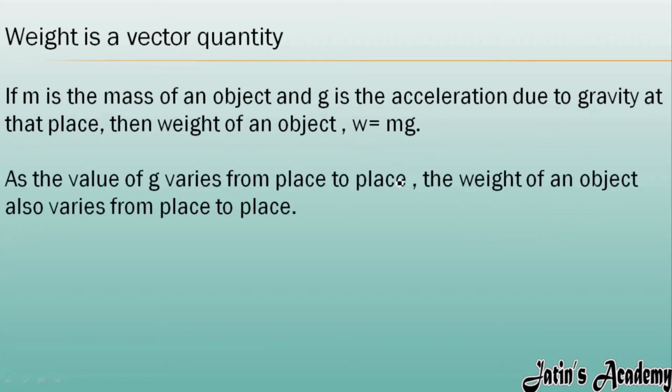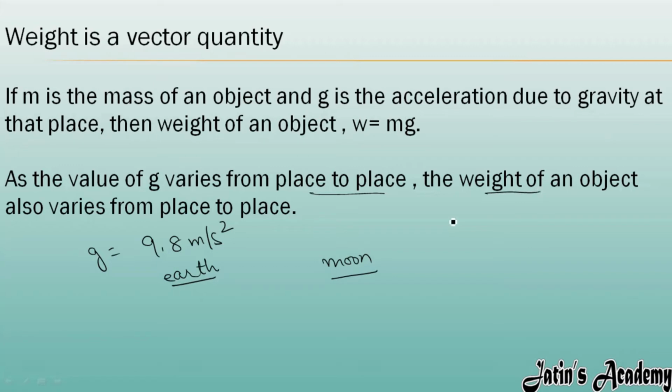As the value of g varies from place to place, actually the value of g, gravity, changes from place to place. As I told, it is 9.8 meter per second square. This is the value of g on the surface of Earth. But when we go on the surface of Moon, their value of gravity is different. Their gravity is less, na? So gravity changes from place to place. As gravity changes from place to place, the weight of an object also changes from place to place. Fine.